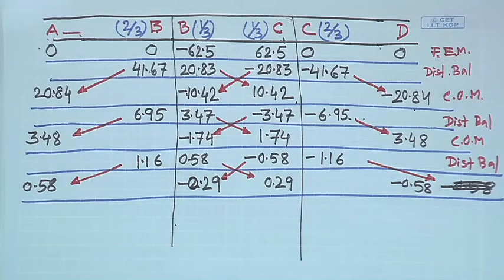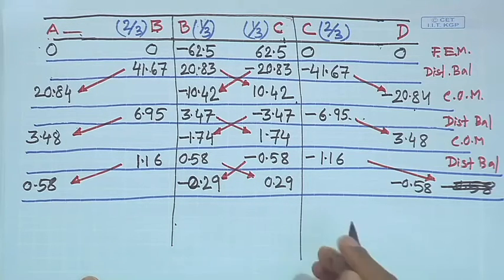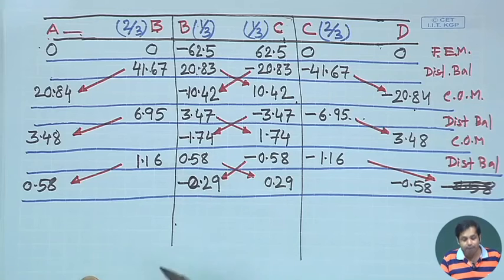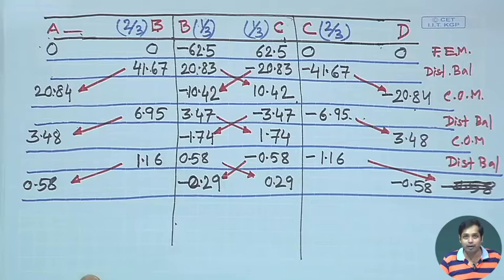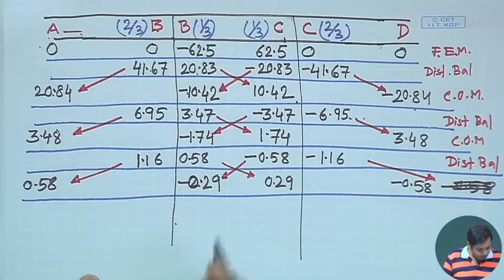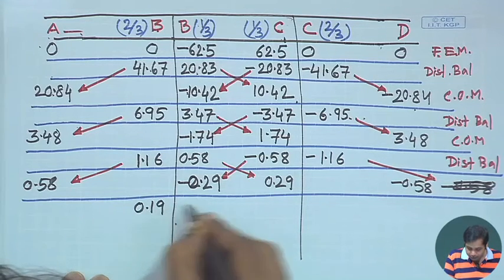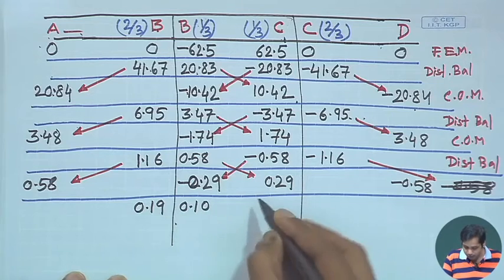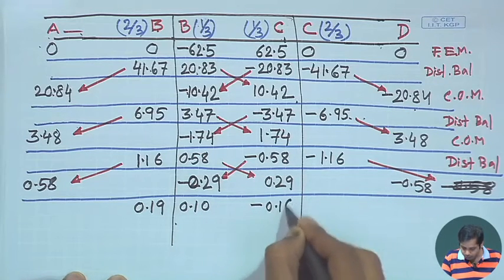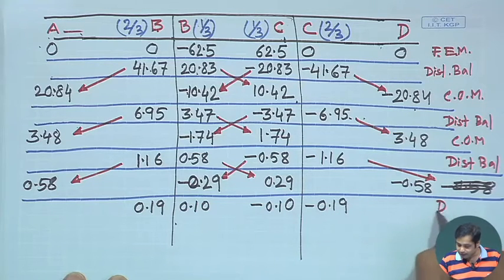Then again check what the status is. The status is that it is not yet balanced, equilibrium is not yet achieved. Here we have an unbalanced moment of minus 0.29, and again an unbalanced moment of 0.29. Apply the balancing moment, equal and opposite, which will get distributed as per the distribution factor. If you do that, this becomes 0.19, this becomes 0.10, this is minus 0.10, it is minus 0.19, and this is again a distributed balancing moment.